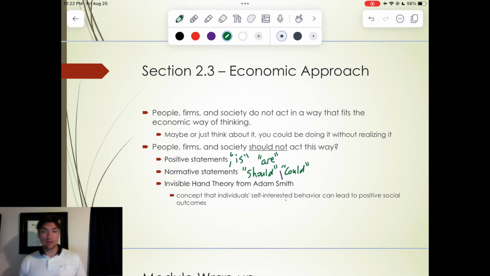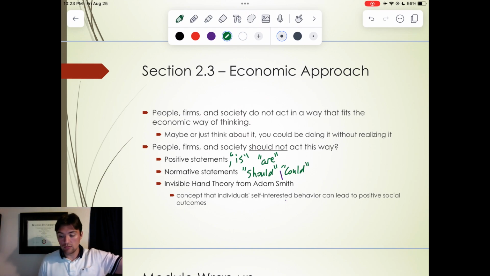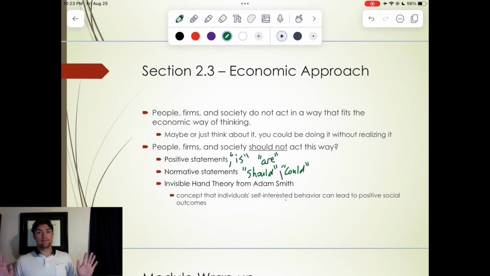The invisible hand theory basically says, instead of trying to force someone to do something, imagine you're trying to push someone without doing it. And so what's going to happen here is people are going to have self-interested behaviors. So basically, why do people do anything? Because they like it. So if you just let people naturally do what they want to do, that could lead to positive social outcomes. That's just the theory.